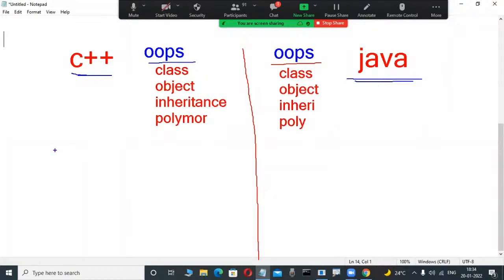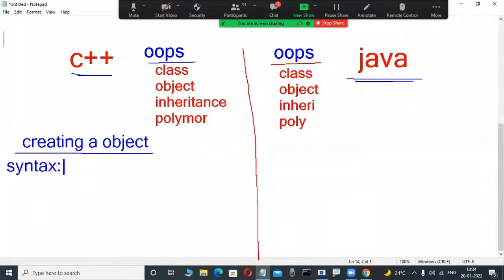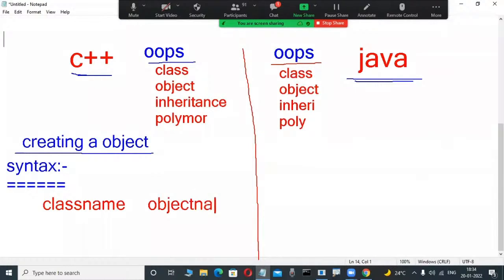But observe here. Anybody guess it? Suppose in C++, I want to create an object from the class. What is the syntax? Anybody technical having an idea? So many persons have an idea, I think. Creating an object from the class, what is the syntax in C++? Slowly observe here, here is the difference. The syntax is class name, space, object name. This is the syntax to create an object from the class in C++.